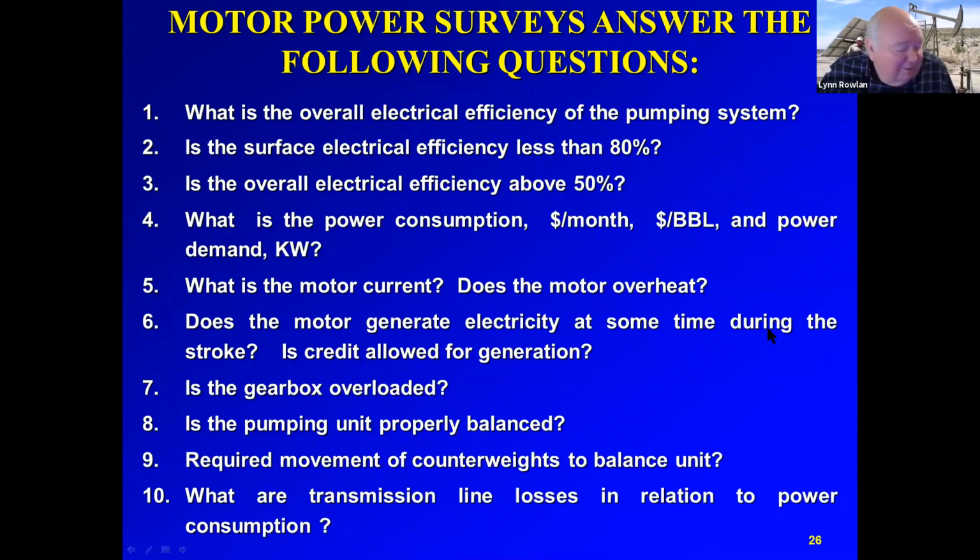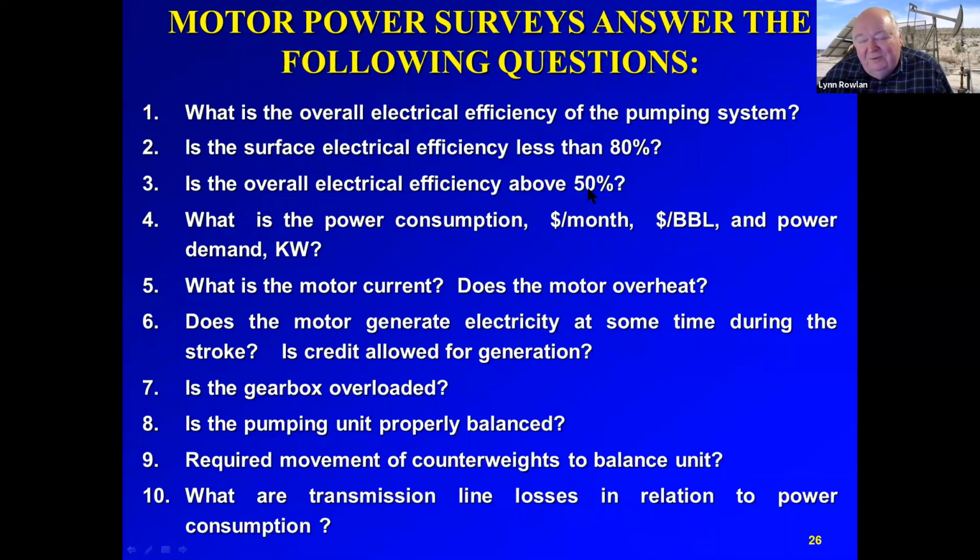Motor power. Motor power is usually measured at the same time you're running a rod pump well, though it doesn't always have to be. We can use it to determine the efficiency of the pumping system. Normally, the surface efficiency from the panel to the polish rod is about 80%. If it's much less than 80%, then there's some kind of bearing at the surface that's probably defective, or it's way out of balance, or the motor's damaged.